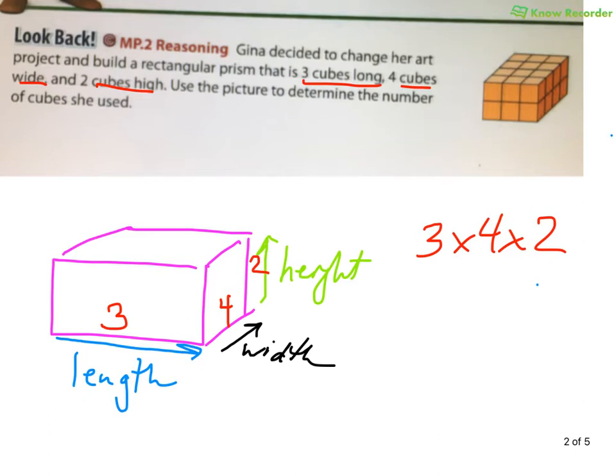So I like to look at what's going to be easy. Now, I could do 3 times 4 first and get 12 times 2, which is 24, and that's pretty basic. All right? Now, the other thing is it's not just 24. It's 24 cubic units. Without your units, you're going to be wrong. You have to label what you're talking about.